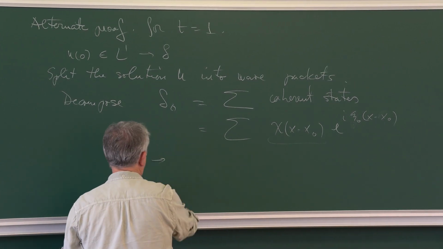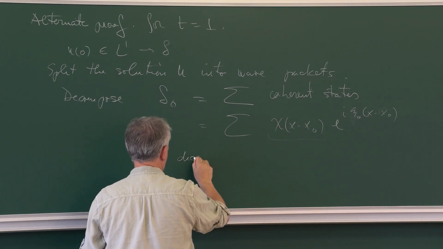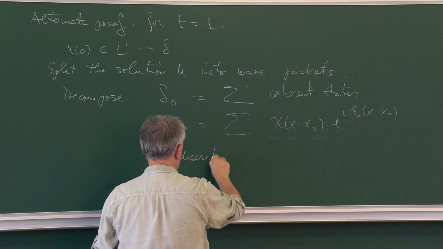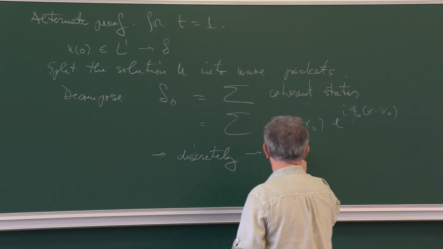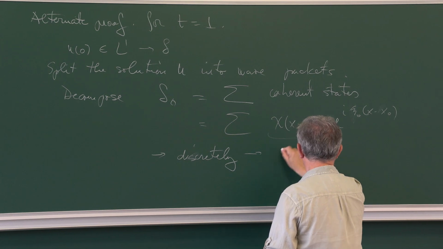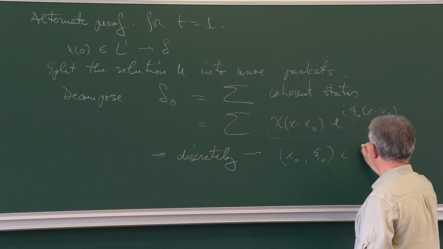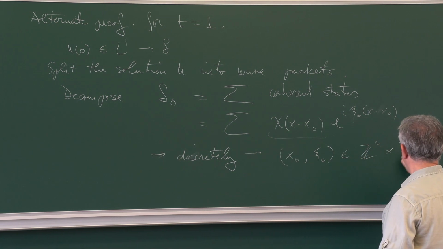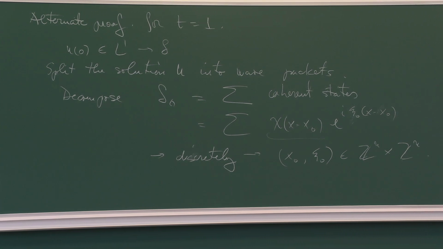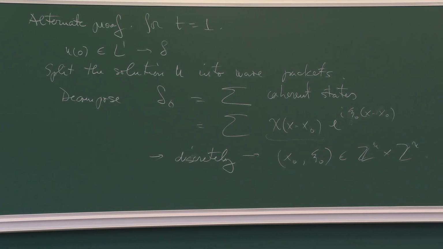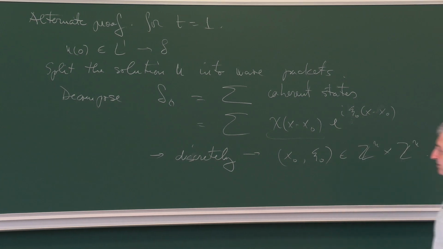And there are two ways you can realize this decomposition. One way is to do it discretely. And discretely, this corresponds to taking x0 and psi0 on the lattice, let's say Z^n cross Z^n, with unit separation. And the other way to do it is to do it continuously.